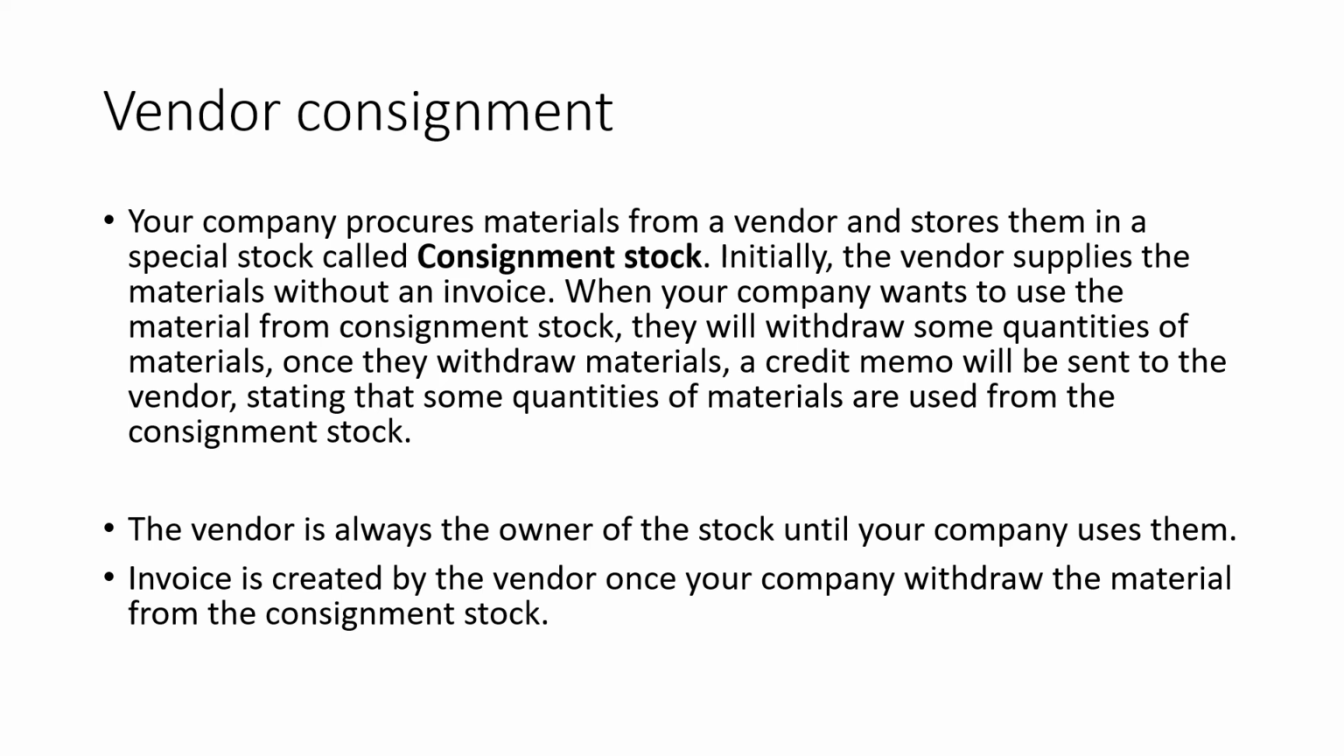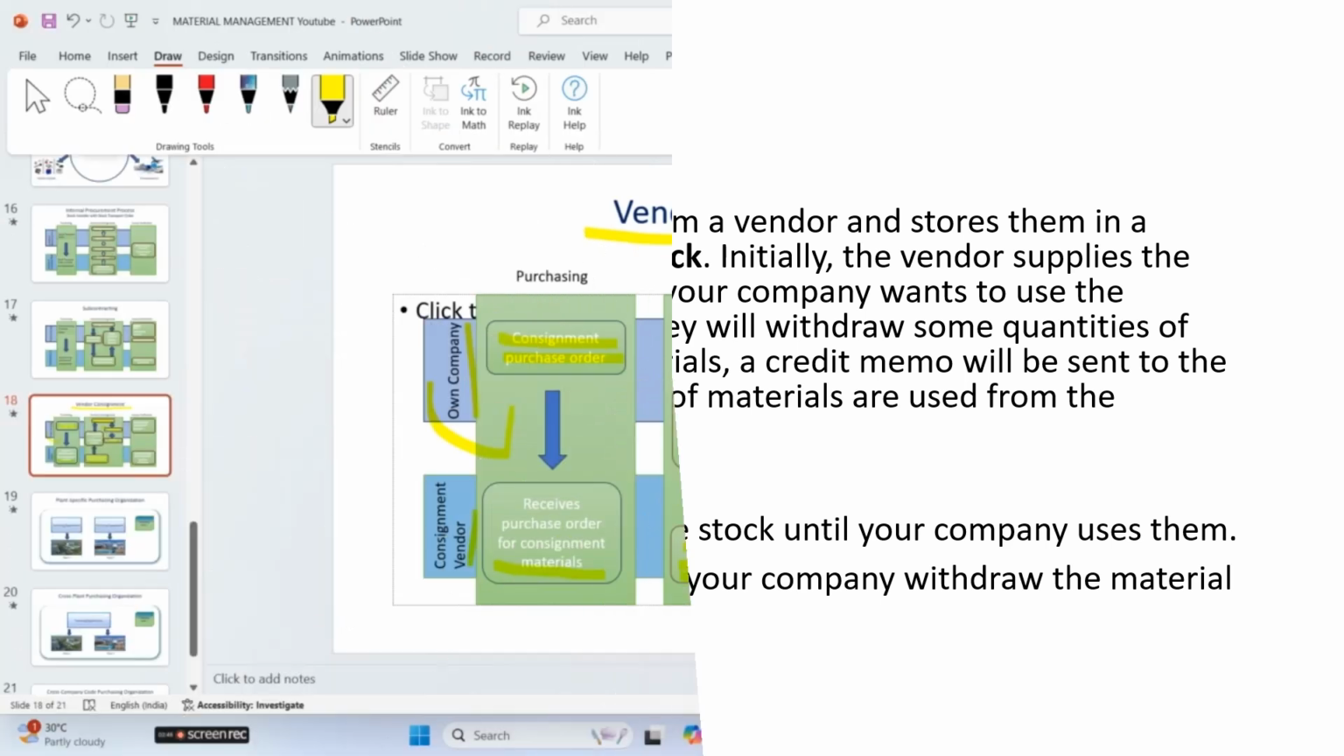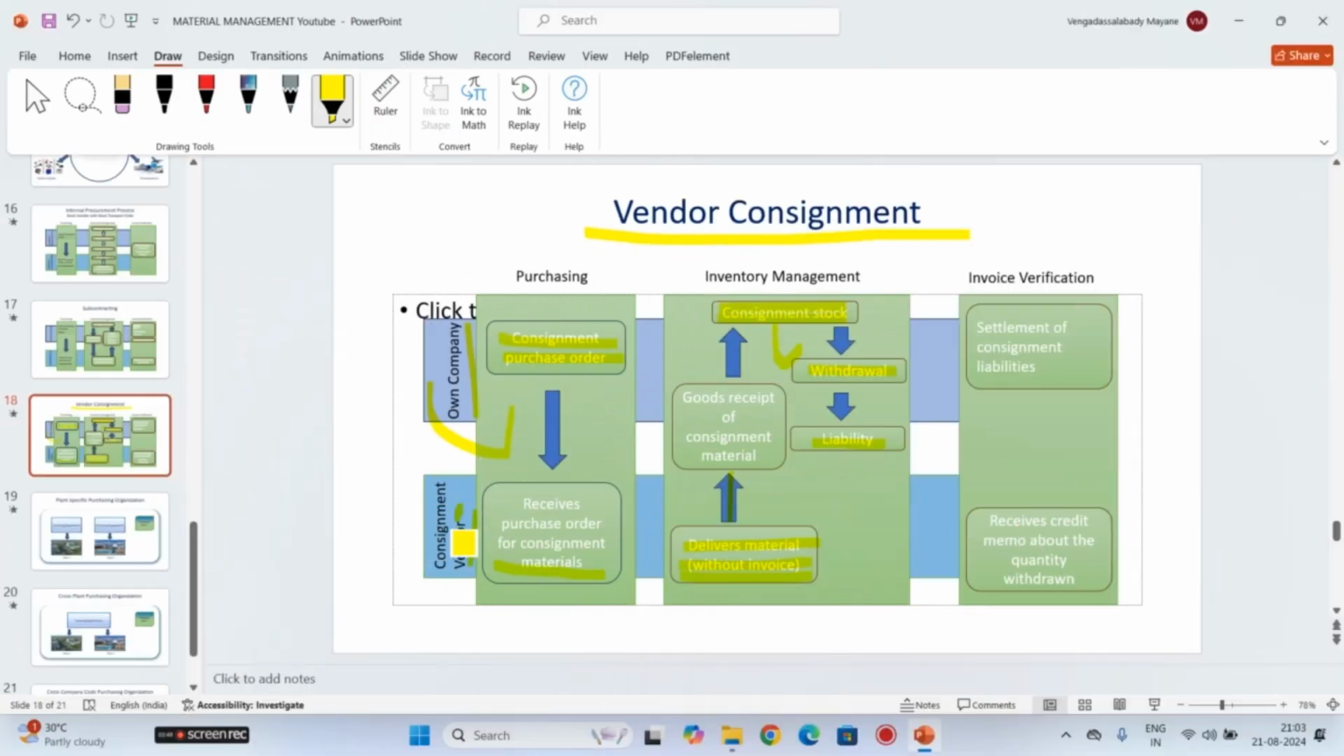Next one is vendor consignment. Your company procures material from a vendor and stores them in a special stock called consignment stock. Initially, the vendor supplies the material without an invoice, but the vendor still holds the ownership of the supplied materials. When your company wants to use the material from the consignment stock, the liability arises and a credit memo will be sent to the vendor stating that some quantities of materials are used from the consignment stock.